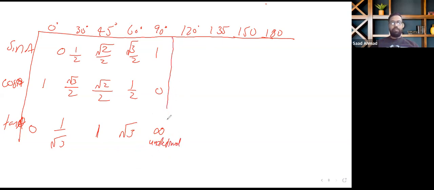Now let's fill in the remaining. You don't need to memorize anything for the remaining part as well. Now just write them again. This one, then, sorry, not the 1/2. The next one was square root 2 over 2, right? Then 1/2, and then 0.